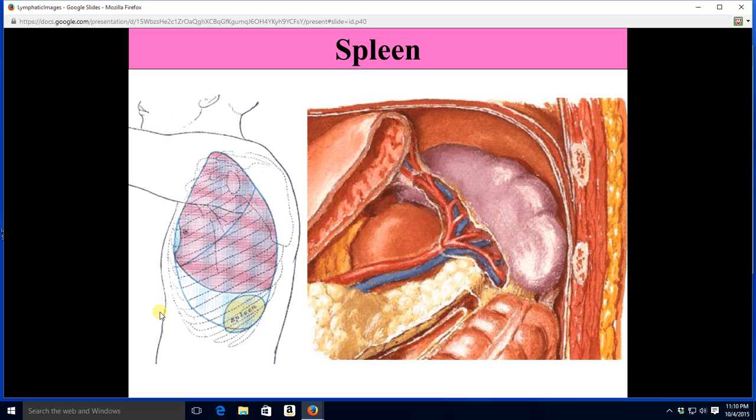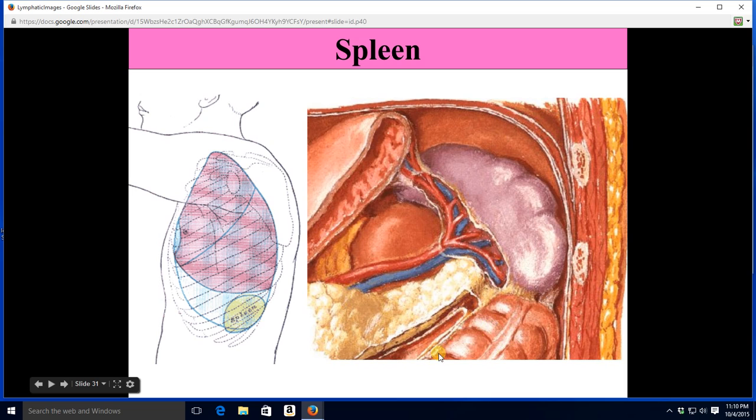Okay, on to the spleen. There it is, right there, protected by your last few ribs. There's our spleen right there. We see our splenic artery, which of course came off the celiac artery. We see our splenic vein, which of course is going to the hepatic portal vein. By the way, notice the stomach has been cut here.